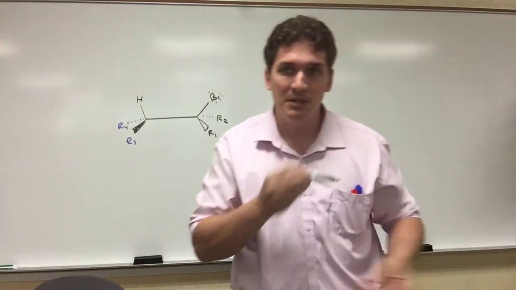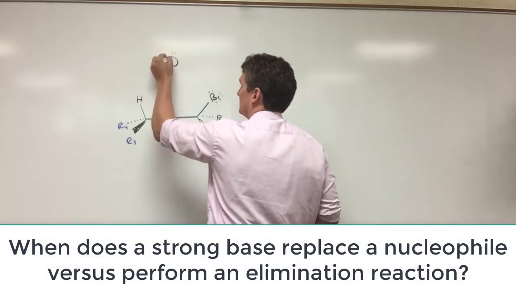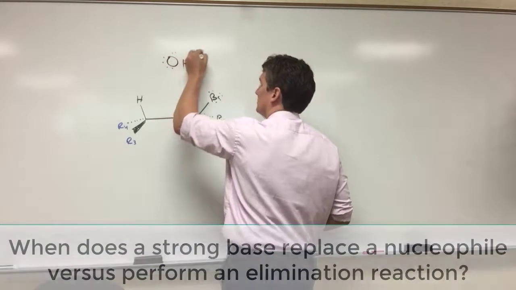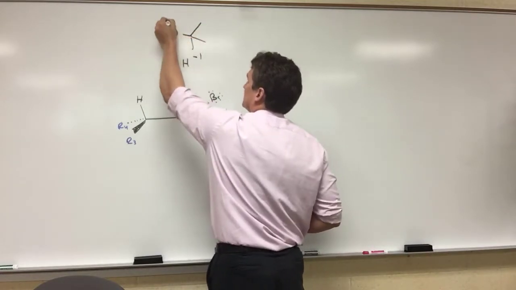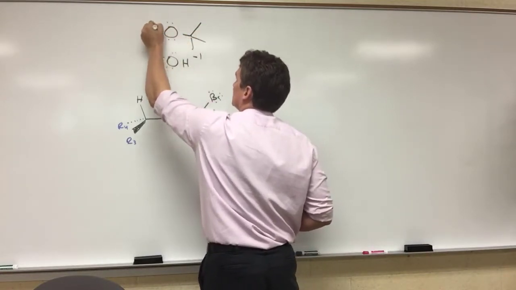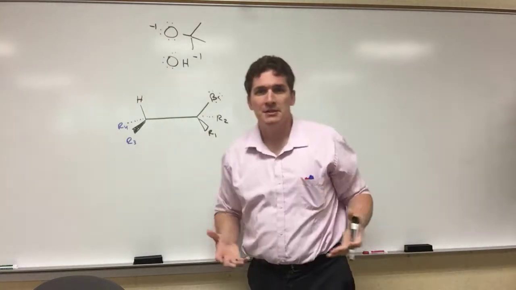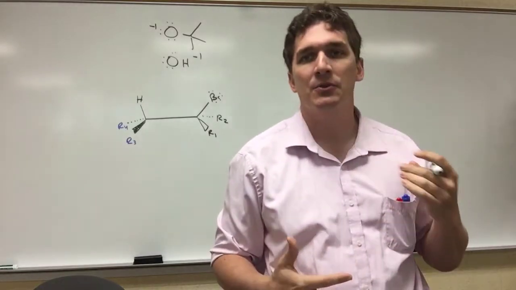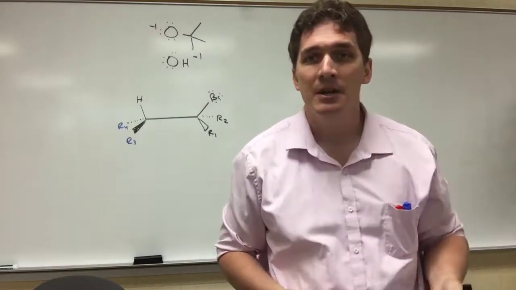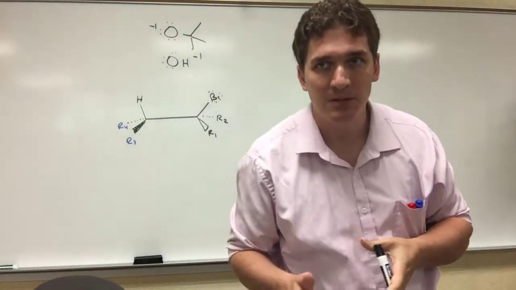So let's look at two particular strong bases, the hydroxide ion and tert-butoxide. Both of these are bases. They both raise pH, they both are proton acceptors, and they are both lone pair donors. So they're going to be bases both by the Bronsted-Lowry definition as well as by the Lewis definition.